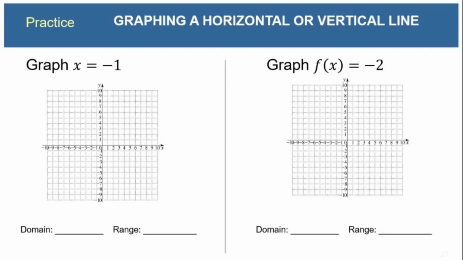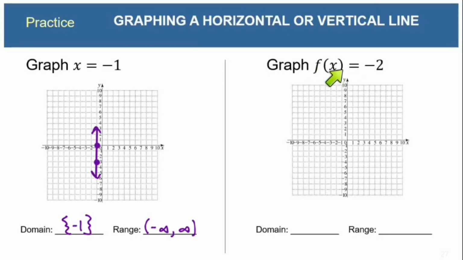And now I'm going to do them with you. So where it says graph x equals -1, we know that this line has every point that has an x coordinate of -1. So that's going to be all these points right in here where x equals -1. This line only has one number in its domain, and that number is -1, but the range is -infinity to +infinity.